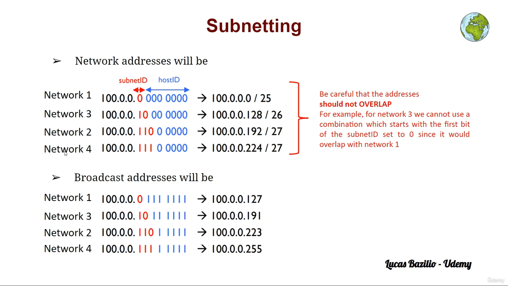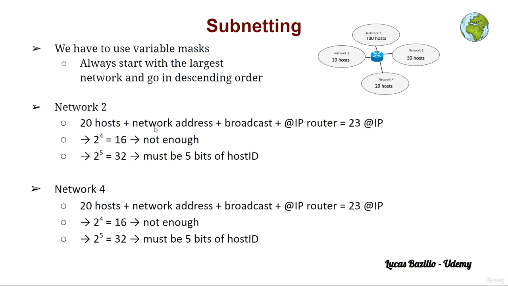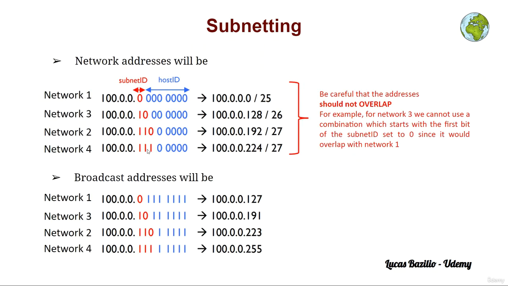Okay. Finally, when we arrive to the network 4, we also have 5 bits of the host ID, and then we have 3 bits for the subnet ID. We can't start with 1 1 0 because this will overlap with the network 2, so we start with 1 1 1, right? And all of the bits of the host ID are 0 because this is a network address. So here we transform this binary number into decimal. So 2 raised to 7 plus 2 raised to 6 plus 2 raised to 5 gives us 224, right?